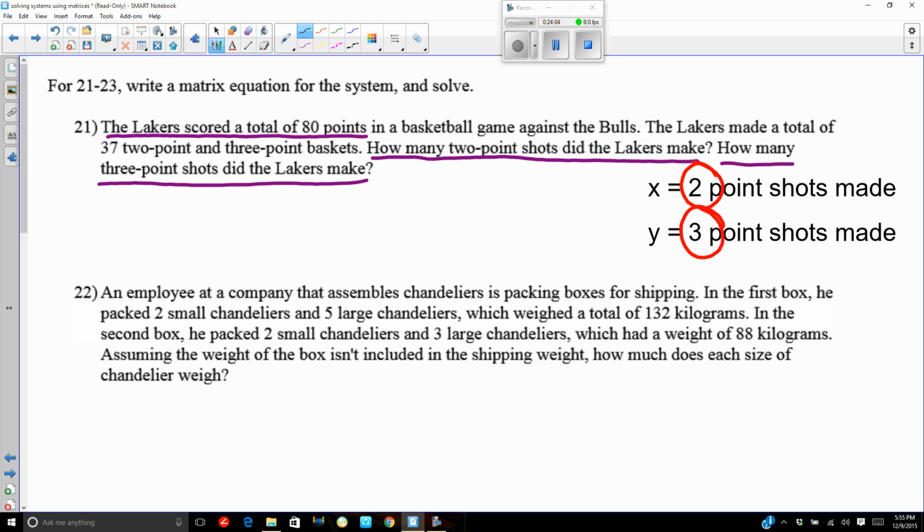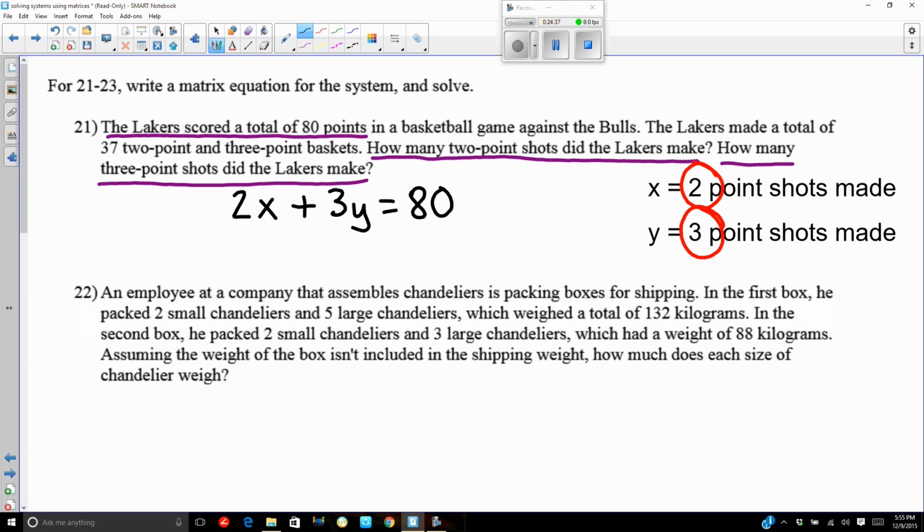So to come up with that, we know that every X is a 2-point shot, and we know that every X is worth 2 points. So 2x is how I'm going to start the first equation, plus 3y. So y is the 3-point shots made. The y's are worth 3 points, and those are going to total up to equal 80 total points in the problem. So you know from these problems you need 2 equations.